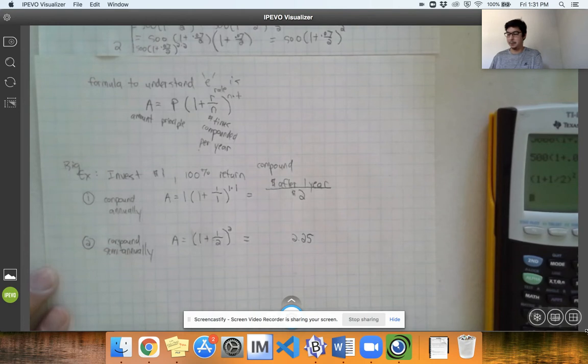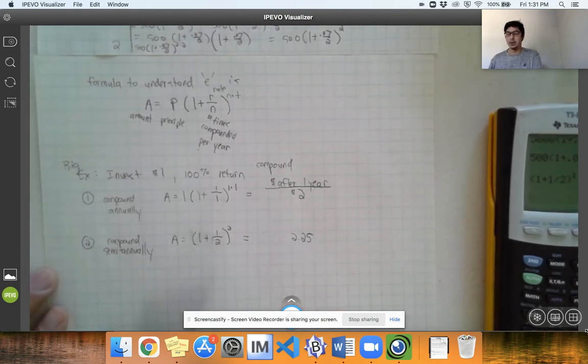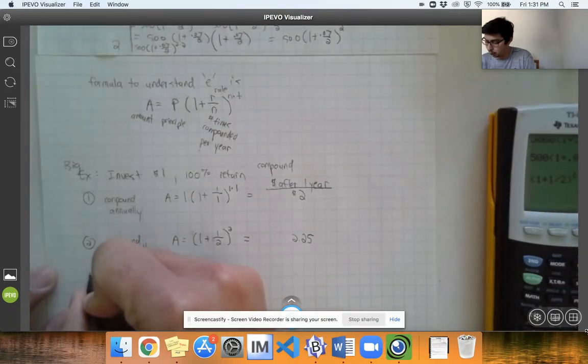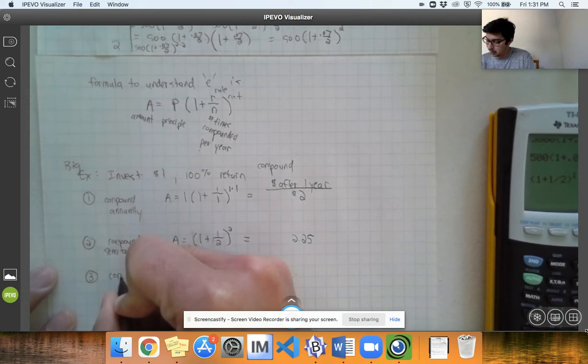The idea is that after 1 year, you've had more money. The more times you compound, you should be getting more money. But let's keep compounding. What if we compound monthly?